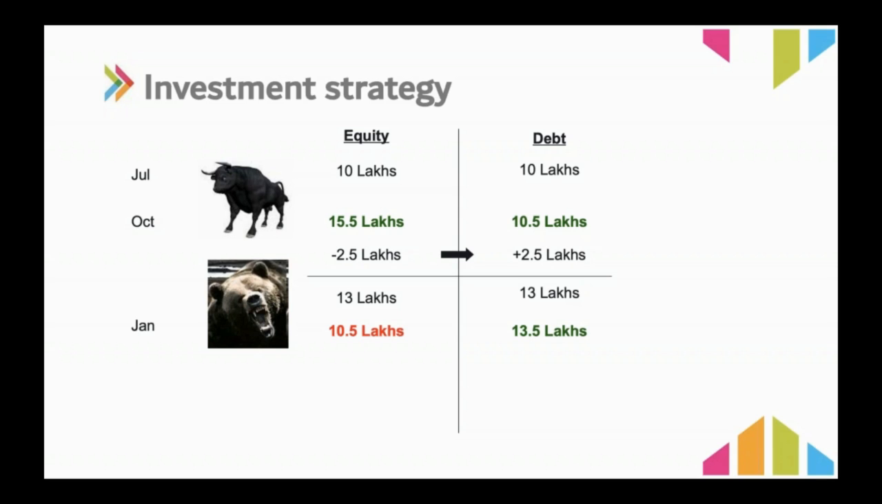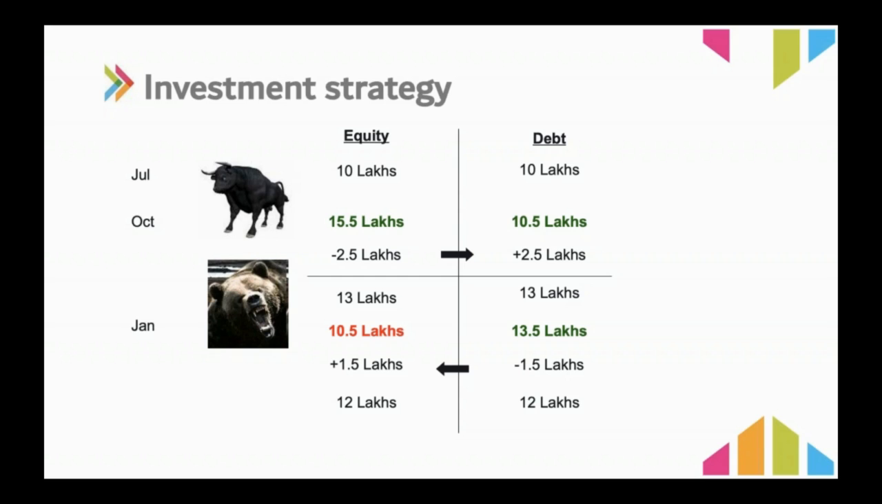Now, let us say between October and January, equities went through a sharp correction where 13 lakhs became worth only 10.5 lakhs. Debt continued to grow, so debt became 13.5 lakhs. So at this point, your total portfolio is worth 24 lakhs. You want to come back into balance. So you want 12 lakhs of equity and 12 lakhs of debt. So you move 1.5 lakhs from safety into growth. As a result, you have a properly balanced portfolio. This is it. Mechanically, this is what we want to do.